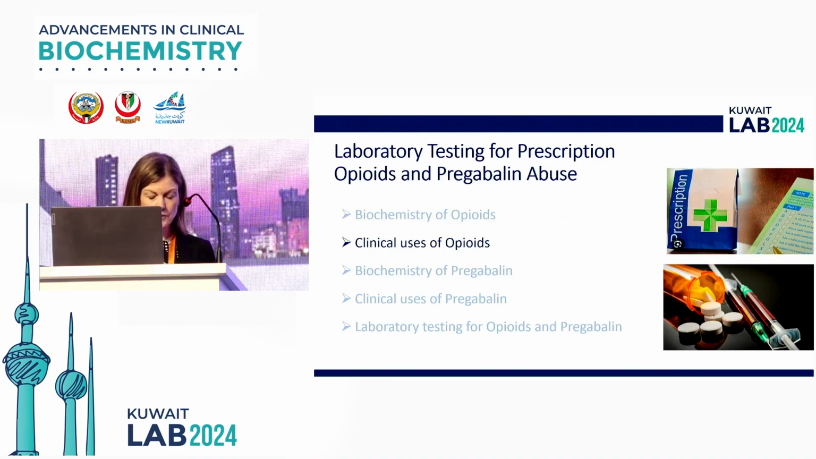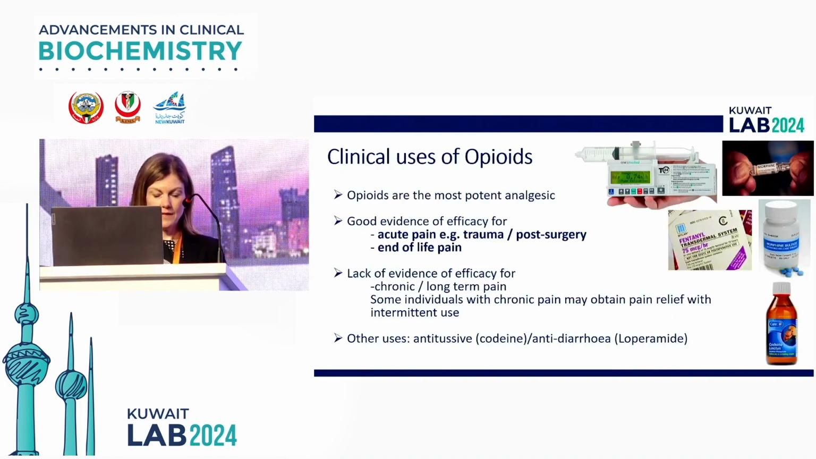So what are the clinical uses of opioids? I'm sure it's not news to you that opioids are the most potent analgesic. There's good evidence of efficacy for the management of acute pain, for example, trauma patients, post-surgery patients, and also patients at the end of life. There's lack of evidence of efficacy for opioid treatment in managing chronic pain and long-term pain, although some individuals with chronic pain may obtain pain relief with intermittent use. It's difficult to identify those patients unless you trial them with the medication.